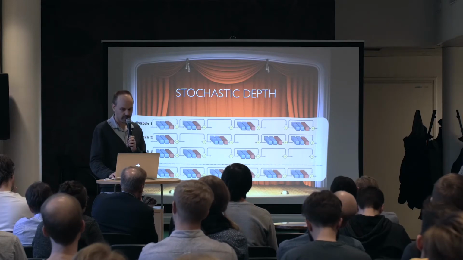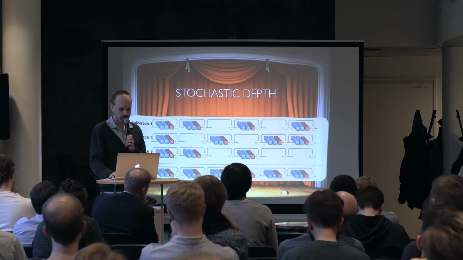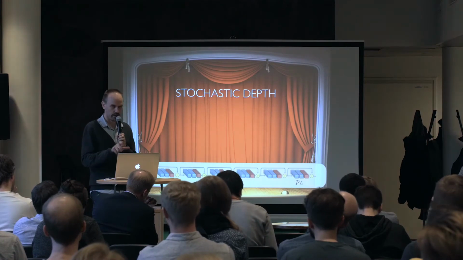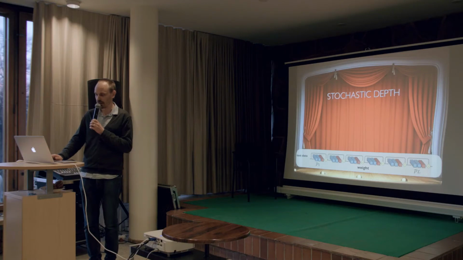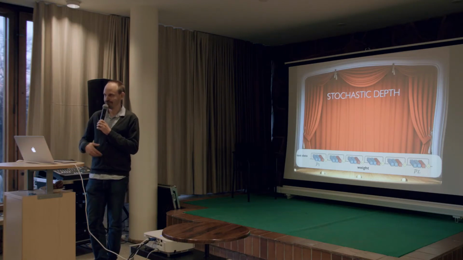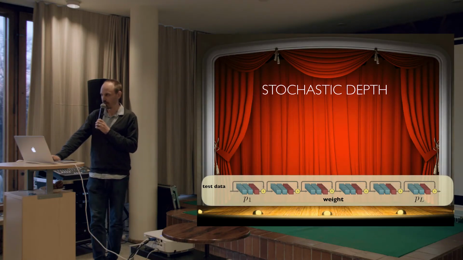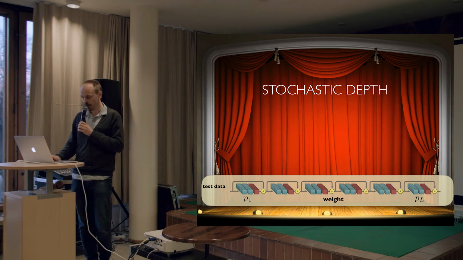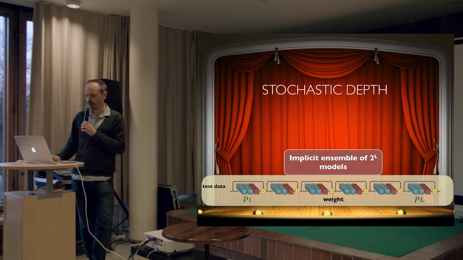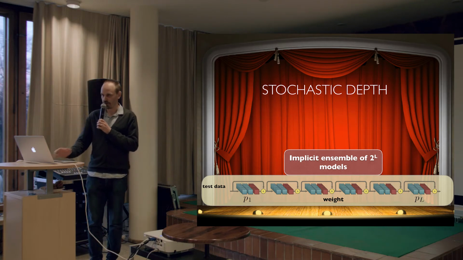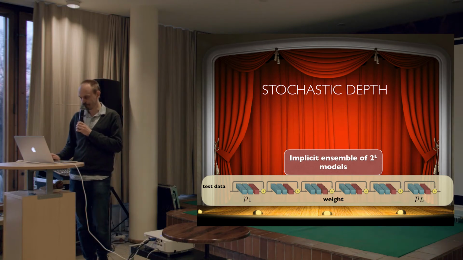And then during test time, we use all the layers, but we weigh them with the probability that we used to drop them out during training, so that the average output of each layer remains the same during testing and training. So what we actually have is an implicit ensemble of many models, and so it learns to work regardless of which layers we have left.